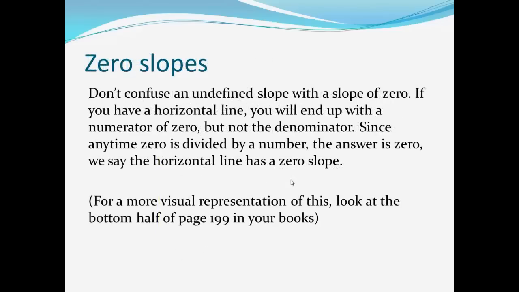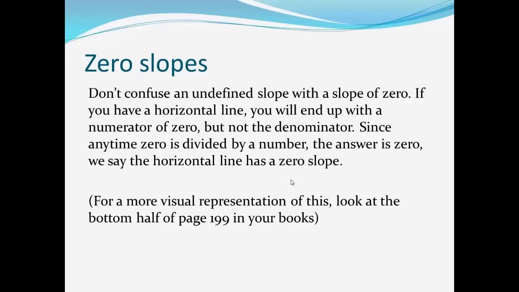Now zero slopes. You don't confuse an undefined slope with a slope of 0. If you have a horizontal line, meaning it runs left to right straight across, you're going to end up with a numerator of 0, not a denominator. And anytime 0 is divided by a number, you do get an answer. The answer is 0. So we say a horizontal line has a 0 slope.